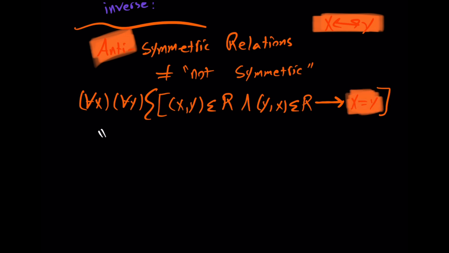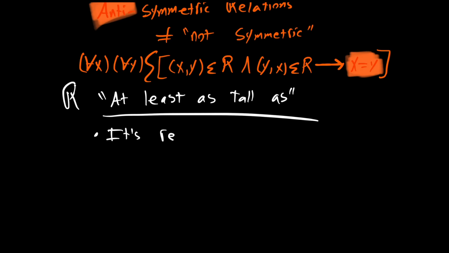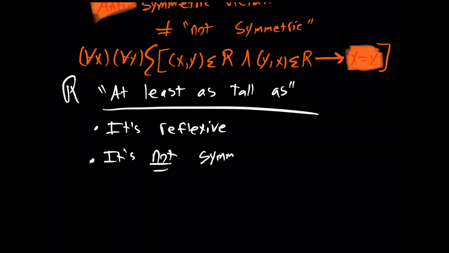Consider the relationship "at least as tall as." Well, if we think about this relationship, R, first off, it's reflexive. Why? Because everyone is at least as tall as themselves. But it's not symmetric, because if Plato is at least as tall as Aristotle, it doesn't necessarily mean that Aristotle is at least as tall as Plato.